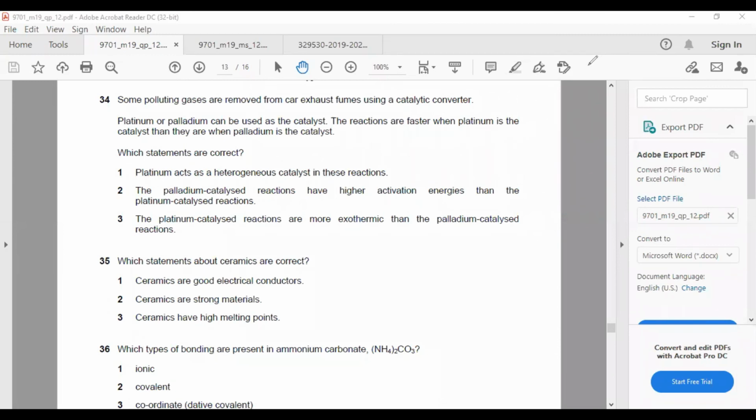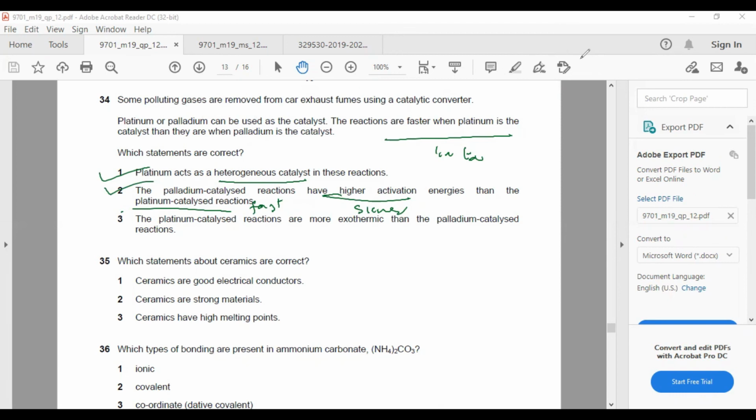34. Platinum can be used as a catalyst. The reaction is faster with platinum. Acha, it means platinum acts as a catalyst, both are solid. The catalyst is solid and the reactants are gases, so this is heterogeneous catalysis. Yes. Palladium catalyst reactions have higher activation energy. Yes, because it is slower. Platinum makes the reaction faster, so platinum has low activation energy and the other has high activation energy. 2 is correct.